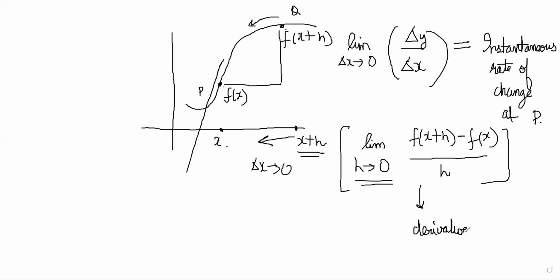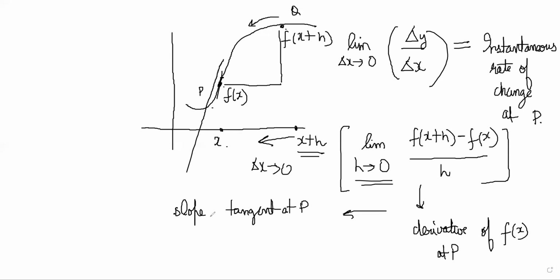This is the derivative of f(x) at p. Obviously, it is also the slope of the tangent to the curve at p, because this is a point right next to x. If you join these two, it is very close to a tangent line, right? Yes, sir. So same thing: slope of tangent at p. Sometimes it is written as f dash of x also. Multiple ways to write it, but it means this limit.